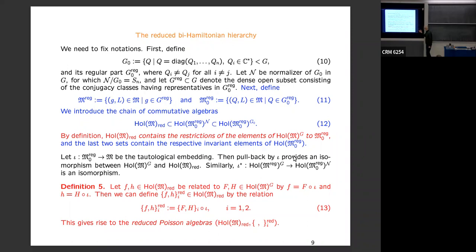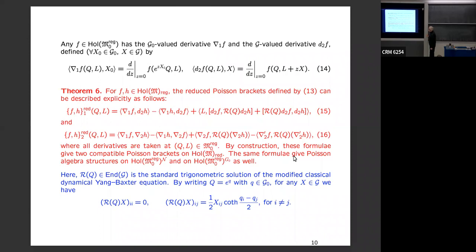And this applies to both Poisson brackets. In this way, these two reduced Poisson brackets will be automatically compatible because their origins are compatible. And then, if I have a reduced function, I can still talk about its derivative with respect to the first variable, which is a diagonal matrix, and its derivative with respect to the second variable. The derivative with respect to the first variable is now a diagonal matrix in GL_N(C). And then one result is that I derive formulas for this reduced Poisson structure.